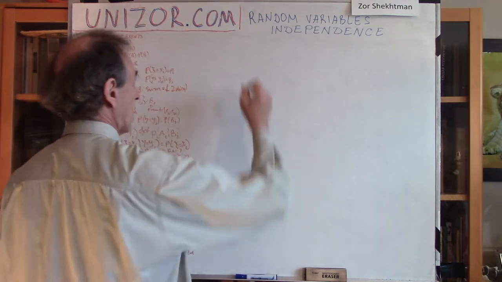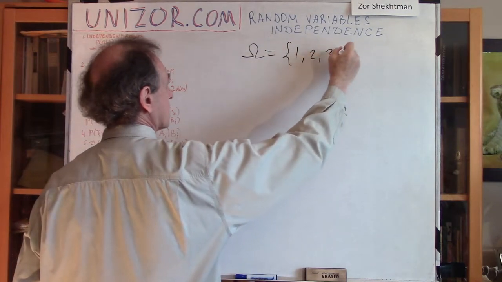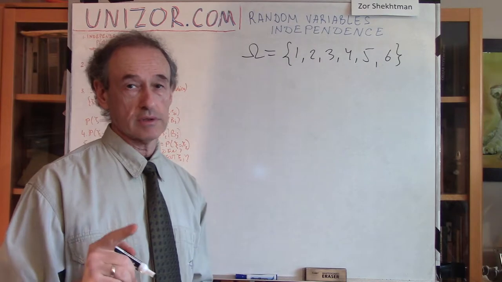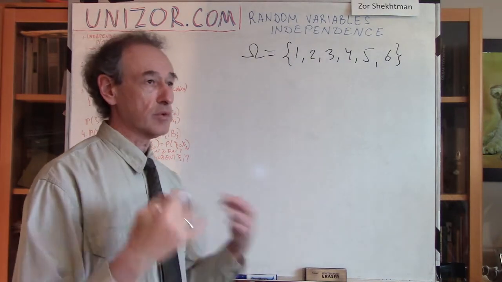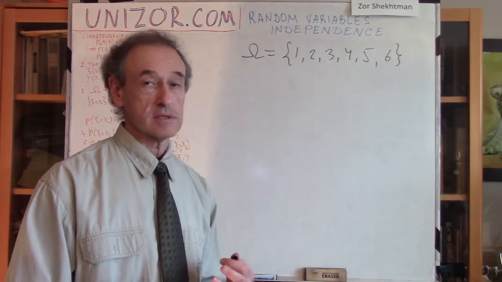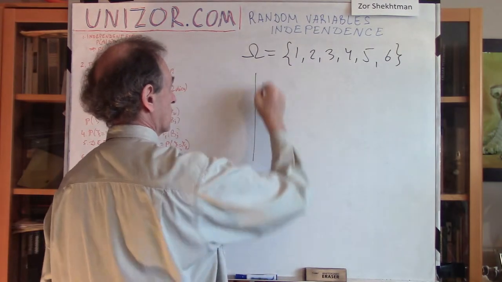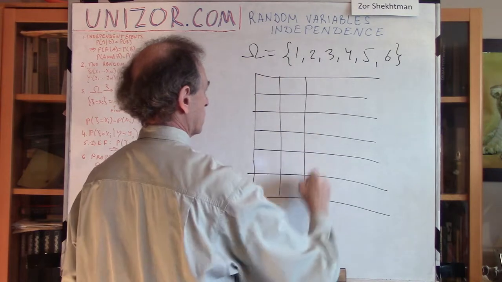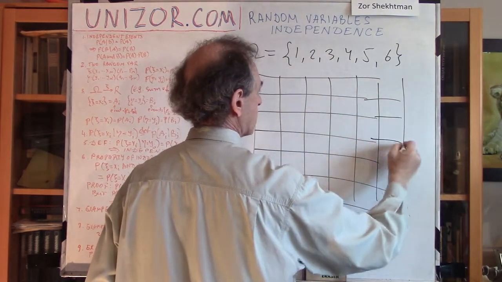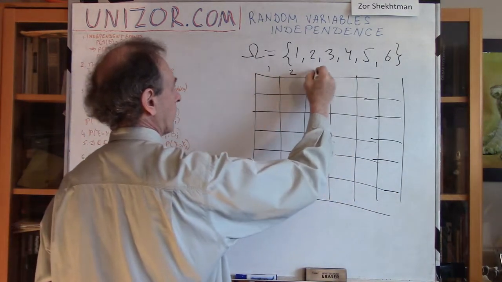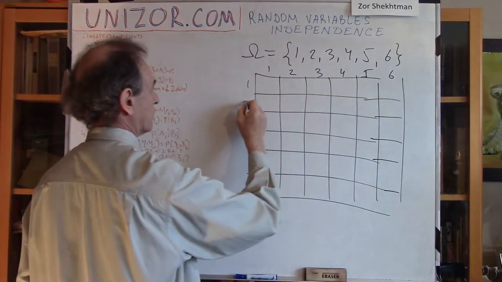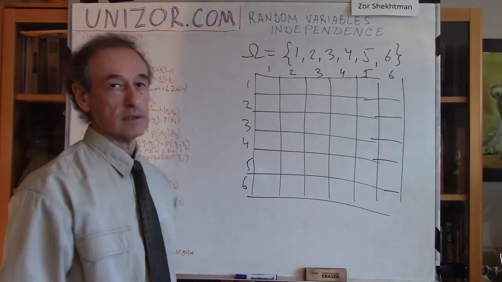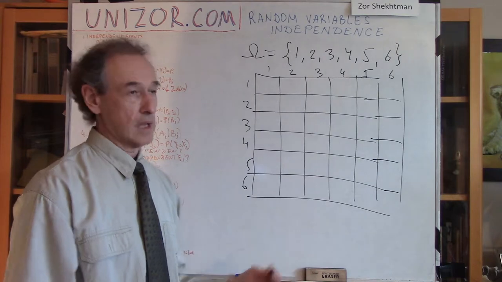So what is our omega? Omega is the combination of six different results of the first die, right? But now we have two different dice, which means we have to consider the combinations, the pairs of results. So it will not be six, it will be 6 by 6. 1, 2, 3, 4, 5, 6. 1, 2, 3, 4, 5, 6. These are results of two different dice rolling one after another. Let's say the number of the rows is the result of the first die, and this is the result of the second die.